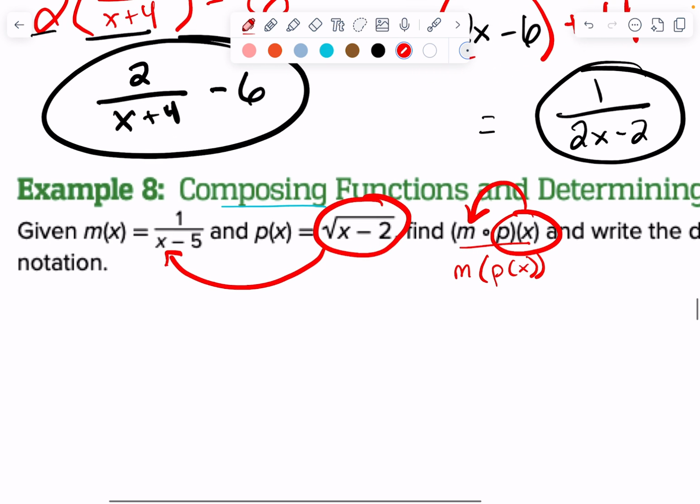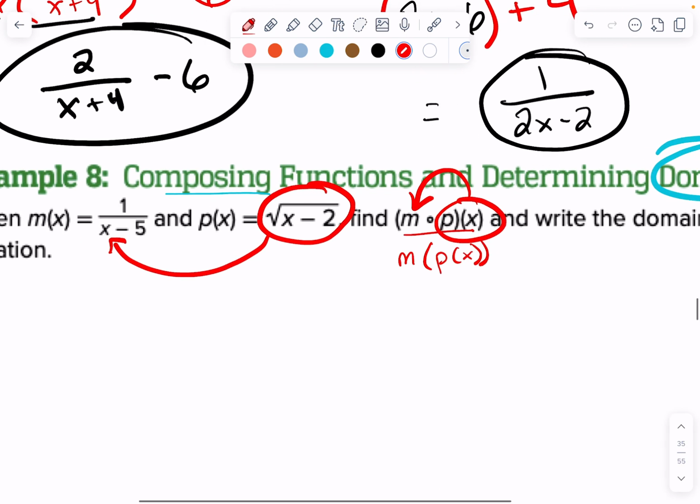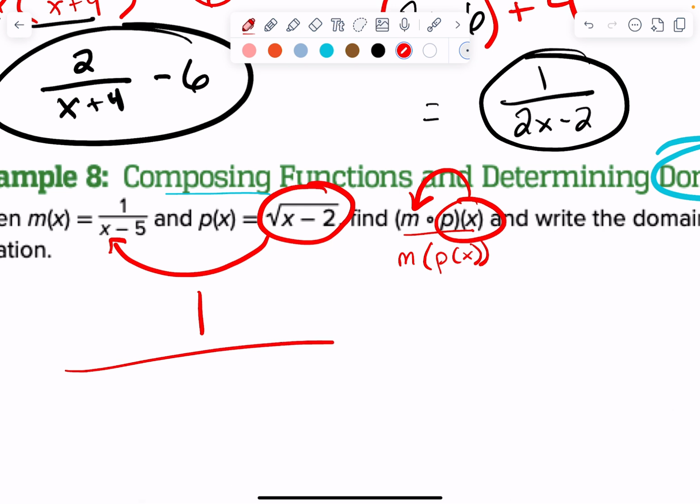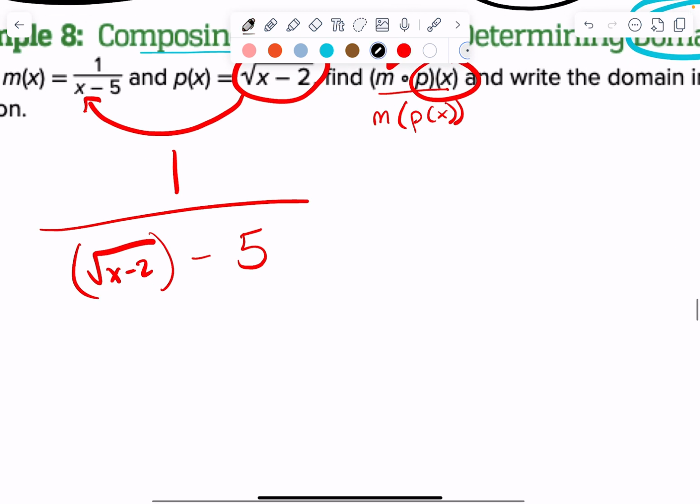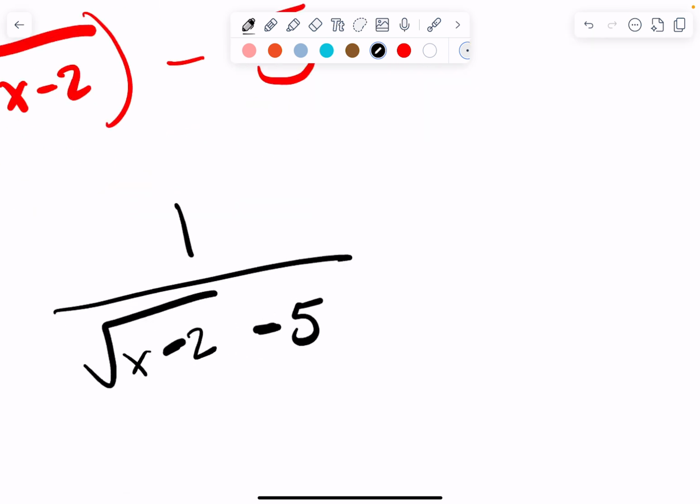And then we want to write the domain. So I'm plugging that in there. It was originally 1 over x minus 5, and now I'm taking the square root of x minus 2 and plugging that in. This is gross. I cannot combine the -2 and -5, so I'm just going to write my final answer as 1 over the square root of x minus 2, minus 5.